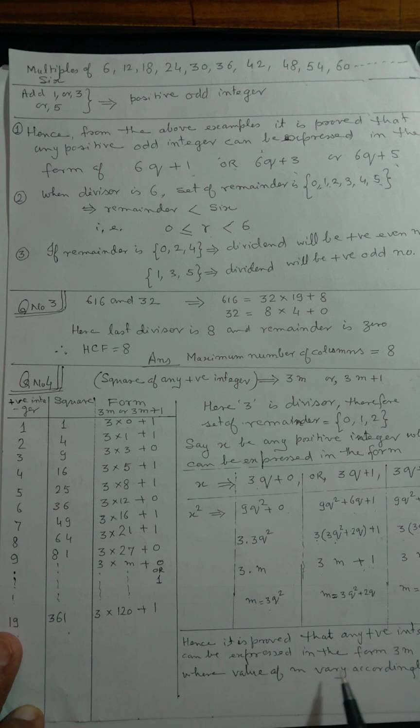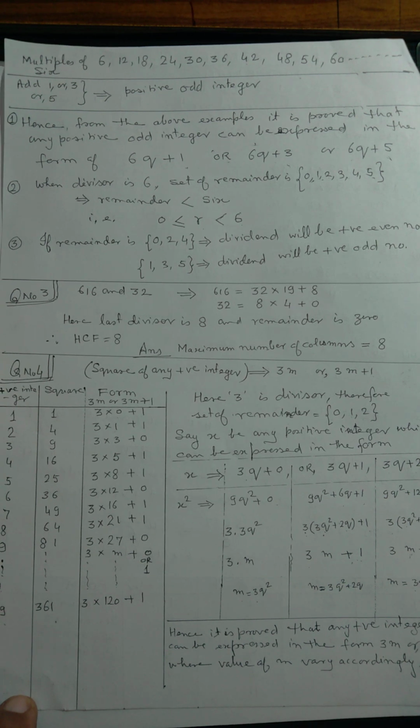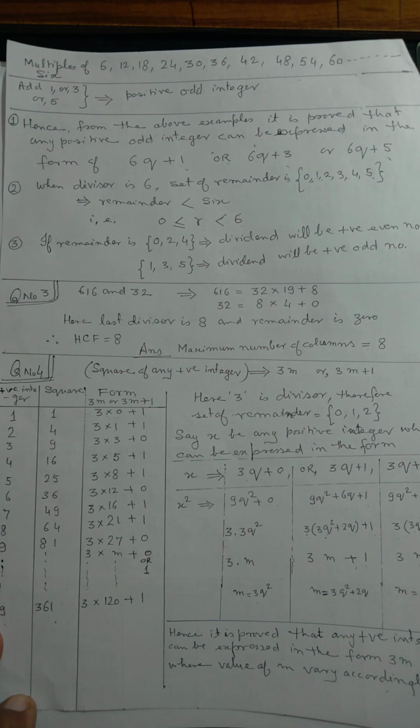Hence it is proved that any positive integer can be expressed in the form of 3m or 3m plus 1, where the value of m varies accordingly. The value of m, the integers, will keep on changing or varying.